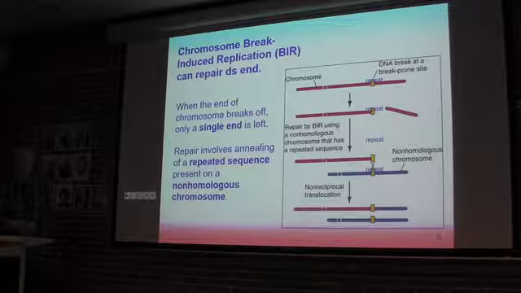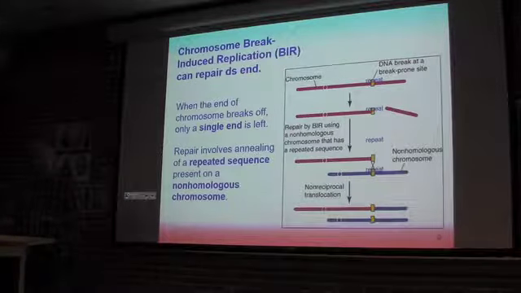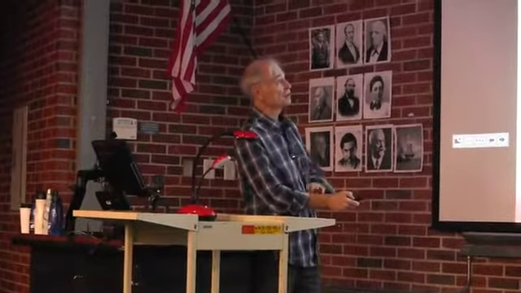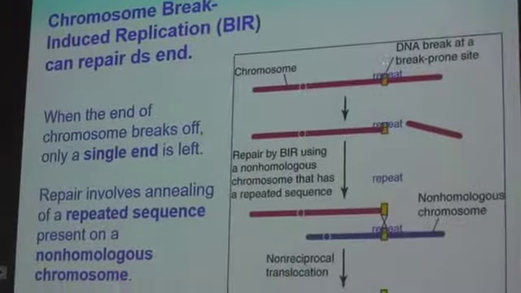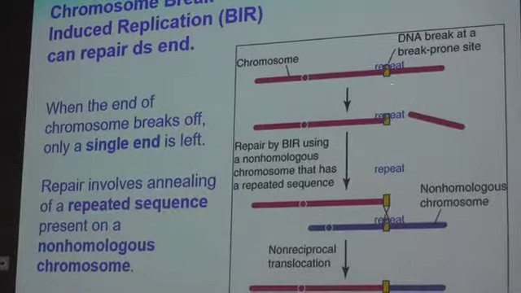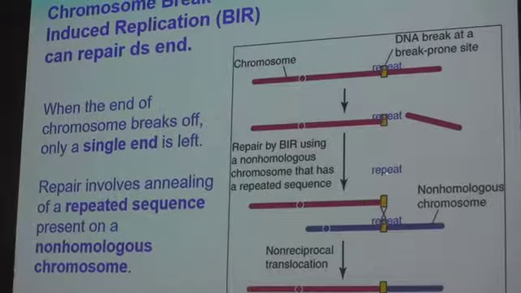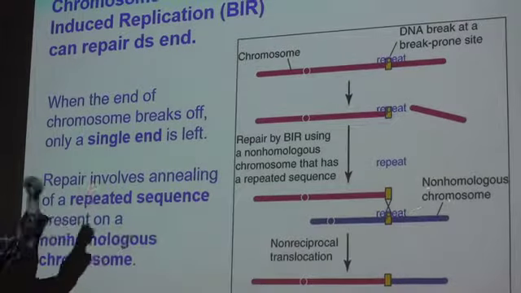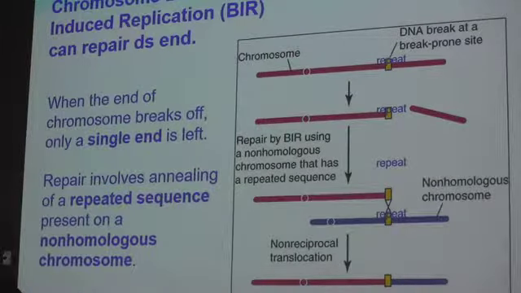And here's the last one. Chromosome break induced replication, BIR. And this is where you can get an exchange of the ends of chromosomes. So let's see how this works. It involves this repeat. And notice the repeat is found on two non-related chromosomes, non-homologous chromosomes. But it's the same repetitive sequence, the same transposon family invaded both of these chromosomes.